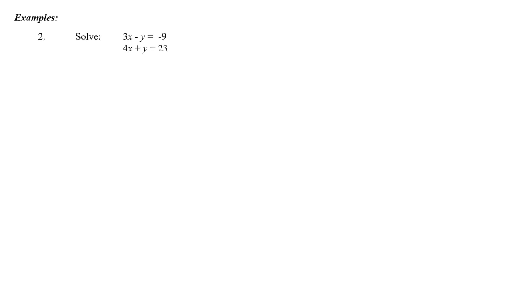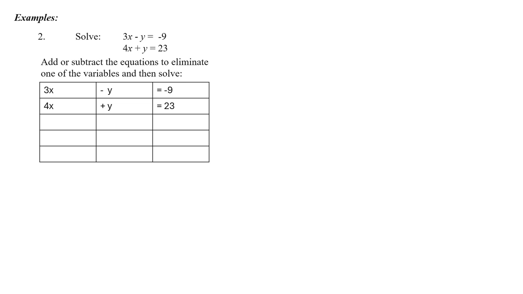Next equation, 3x minus y equals negative 9, 4x plus y equals 23. Now if we look at the y's, we can see that if we add a negative y to a positive y, then we'll eliminate the y variable. So we'll use addition in this case. 3x plus 4x equals 7x. The negative y plus y gives us 0y, thereby eliminating the y.